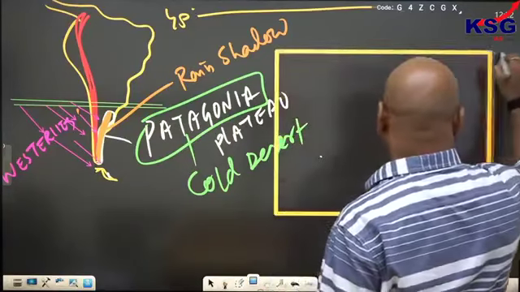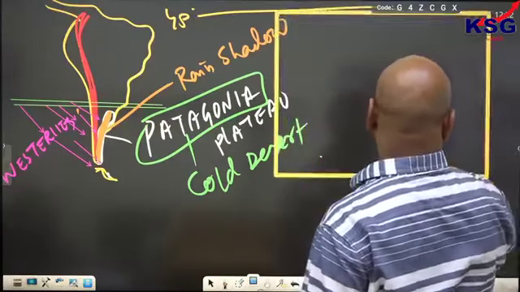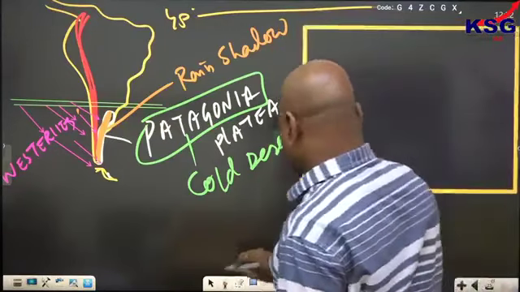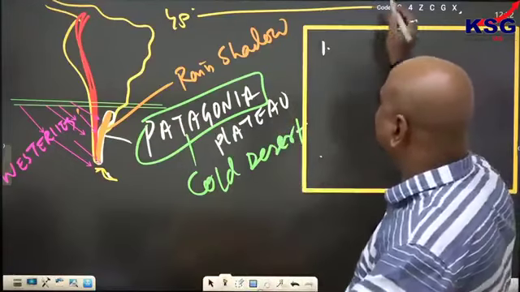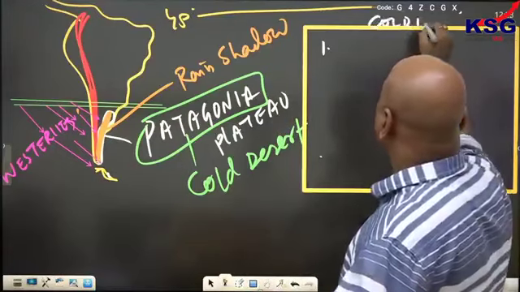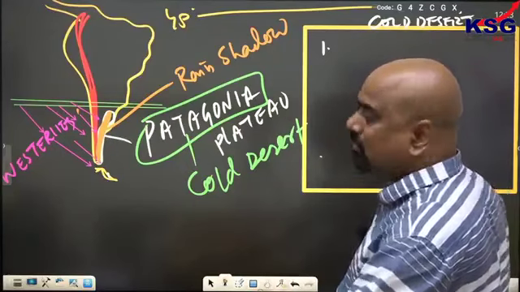Let us see some cold deserts of the world. Okay. कुछ cold deserts देखते हैं वर्ल्ड की. First cold desert is in India. Which cold desert is there? Cold desert I am saying. इंडिया में कोई cold desert है?